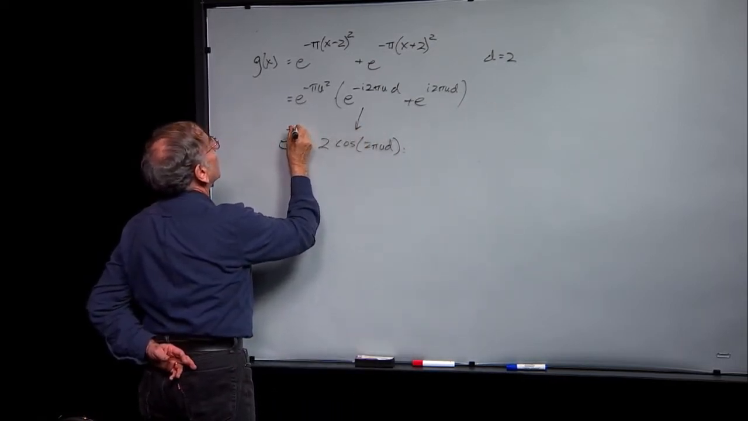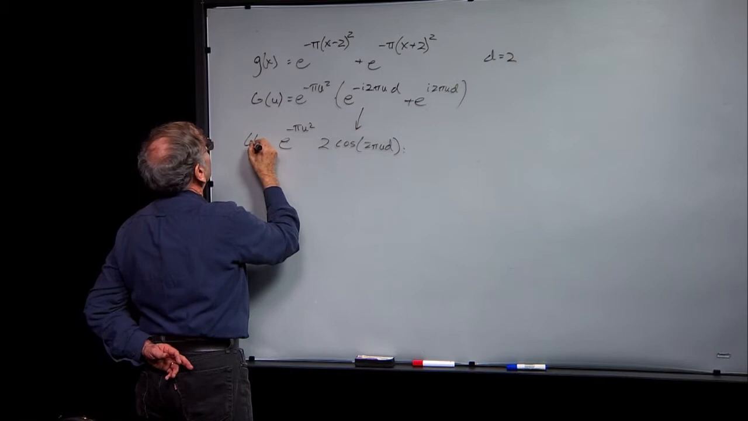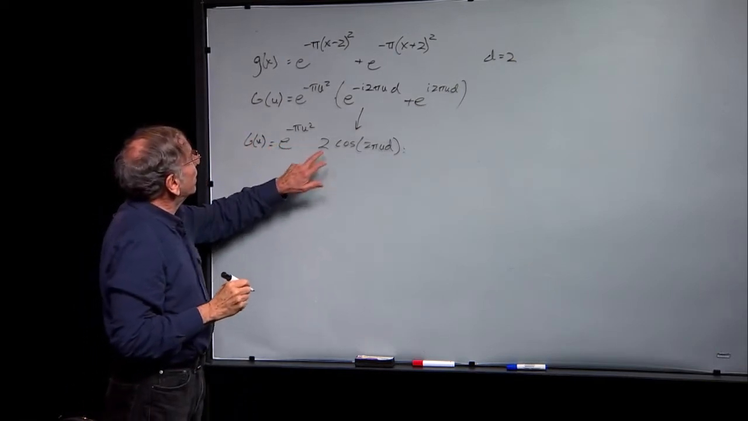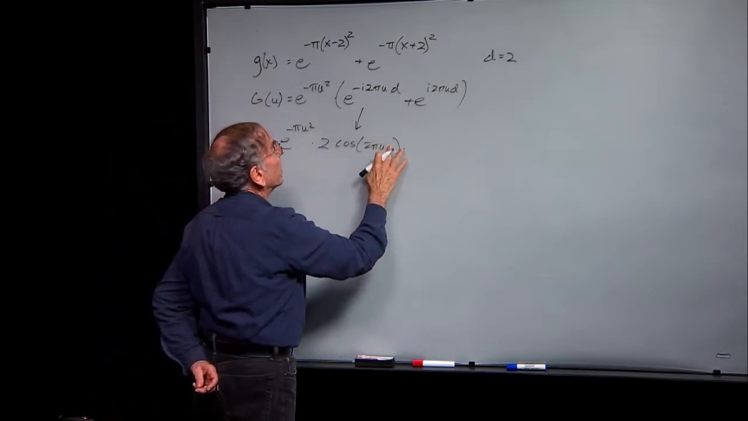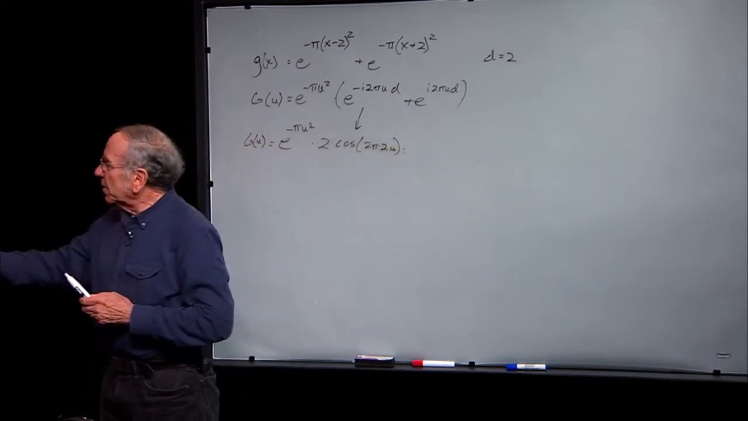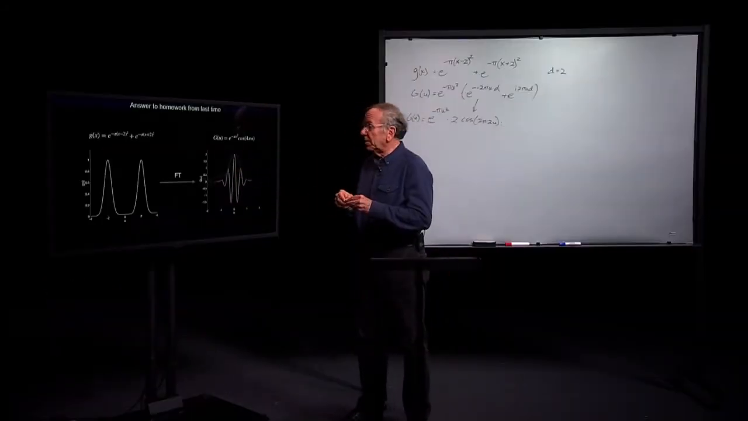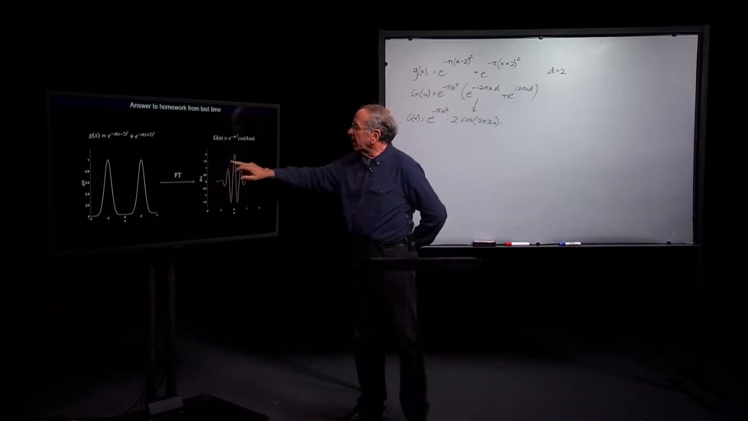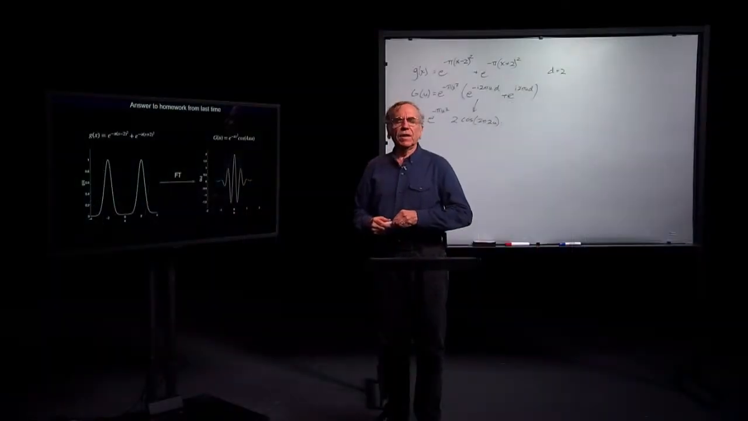So the final answer, G of u, is e to the minus pi u squared times 2 times cosine of 2 pi u d, and d being 2, this is just 2 pi times 2u. So that's the function that we got, and you can see what it looks like. It has an envelope that looks like our favorite Gaussian function, and then it's multiplied by a cosine, so it has these oscillations in it. All right, so much for the homework, and now I want to talk about convolutions.